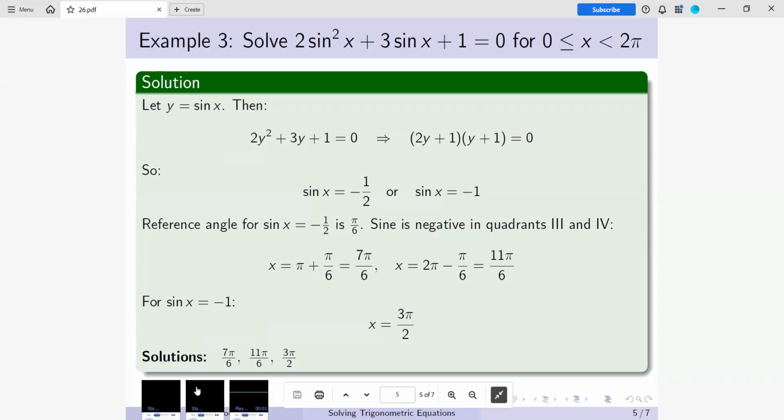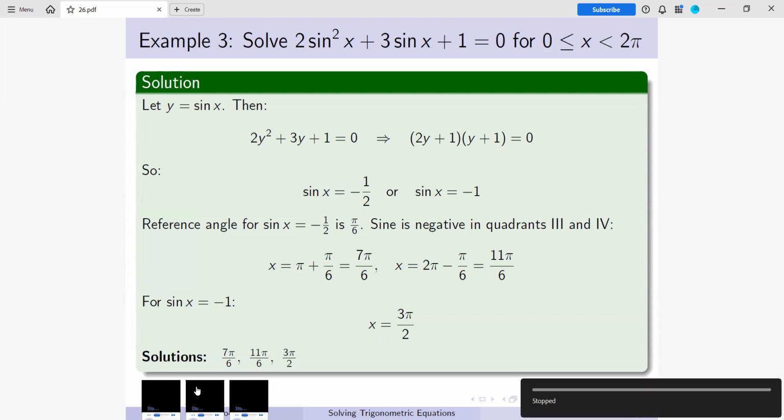For the second clue, sine equals negative 1. There's only 1 resident in all of Angleville who matches that description. His name is registered as 3 pi/2. Case closed. 3 suspects, all accounted for. Thanks to sine inverse, Cast, and our tireless specialists at Quadratics Lab.